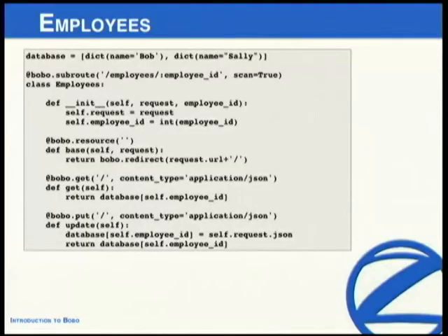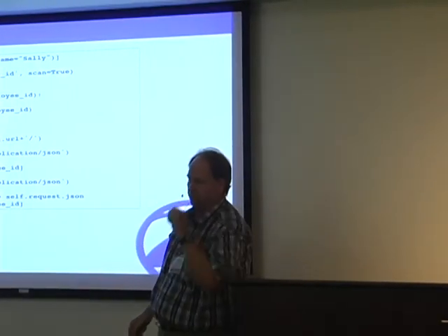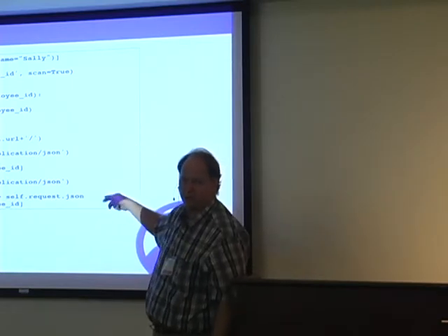So here's a fairly simple example. The data's all contrived because we want to keep it really simple, but imagine we have a database. In this case, this database is a list. The indexes are like 0 and 1. I should mention that the most common way to use a subroute is with a class. When we do that, we say Bobo subroute and give a URL prefix. And if it's with a class, we usually say scan equal true. What the scan does is it tells Bobo to look through the class for handlers, so it knows how to actually call individual methods within the class.